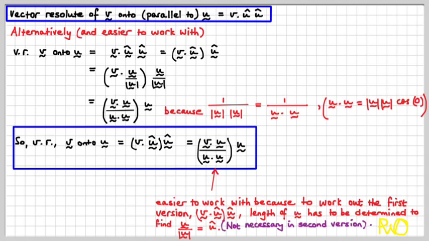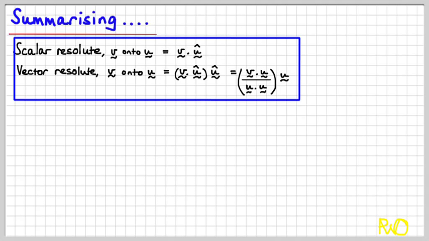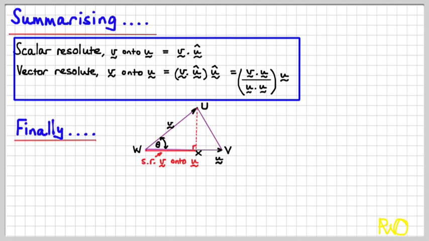Now, we better summarise where we've got to, because we've covered quite a bit of ground. So the scalar resolute of v onto u is v dot u hat, and the vector resolute of v onto u is one of those two things, v dot u hat times u hat, or v dot u over u dot u times u. Remember that all that bit there in the brackets is just a number, two dot products, one over the other. That's the vector bit, right?